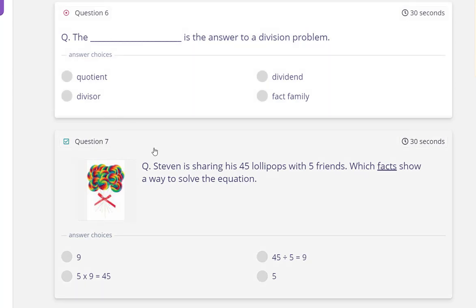Muhammad Shahab? Okay, Ahmed, in this question, Stephen is sharing his 45 lollipops with 5 friends. So, which fact shows a way to solve the equation? So, we need to multiply or divide 45 and 5. Yes, my hero. Ahmed? I'm thinking. There's no need to think. Multiply or divide. We have 45. And we will share them. Divide. So 45 divided by 5. And of course, the quotient will be 9. So this is the fact.